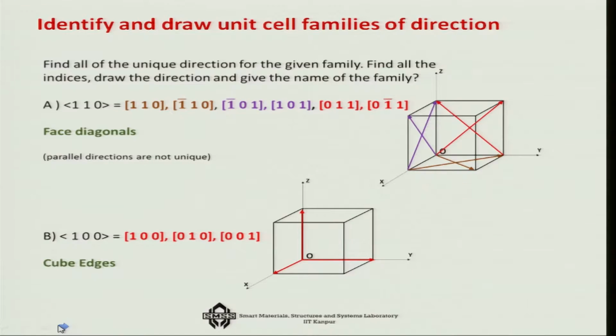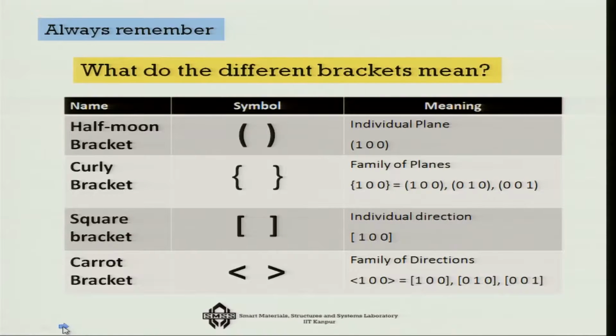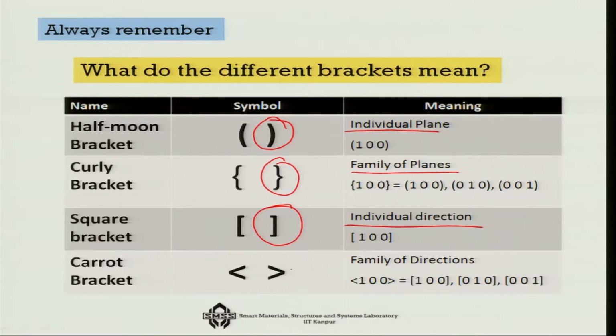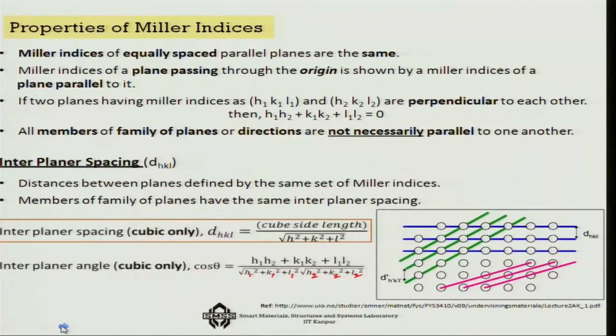Now, there are very similar such families like face diagonals. All face diagonals are shown by 1 1 0. Cube edges, all cube edges are actually shown by 1 0 0. So, these are the family of the directions. So, keep in mind once again: half moon bracket, individual plane; curly bracket, family of planes; square bracket, individual direction; caret bracket, family of directions. So, you have to keep this and practice.